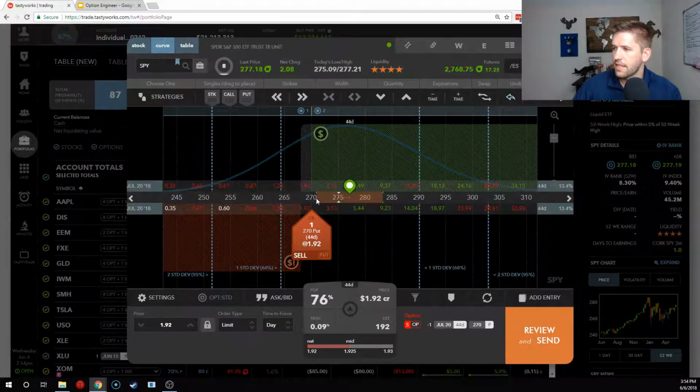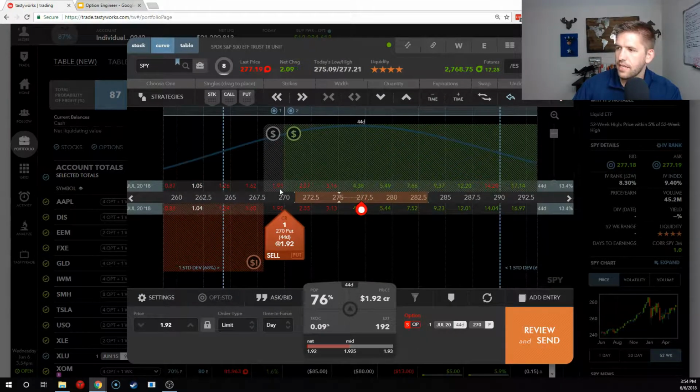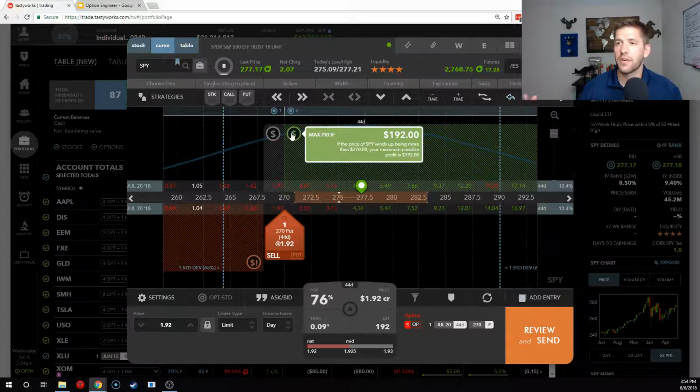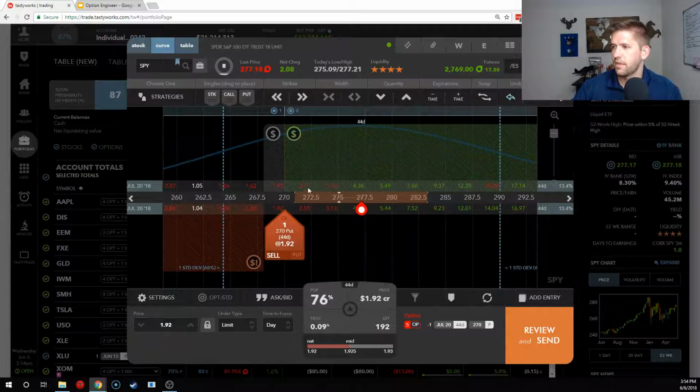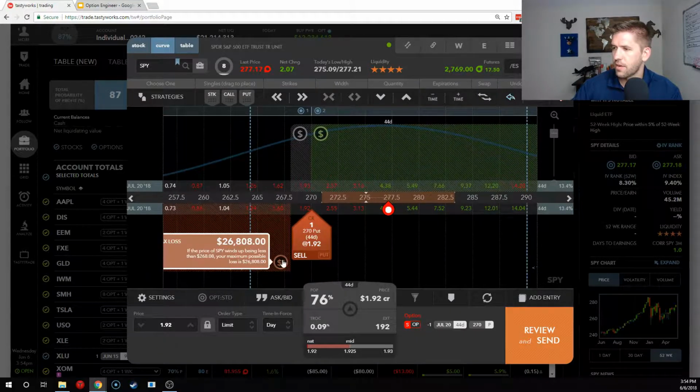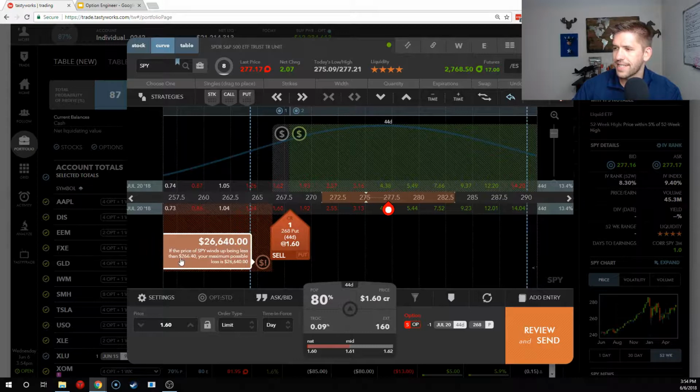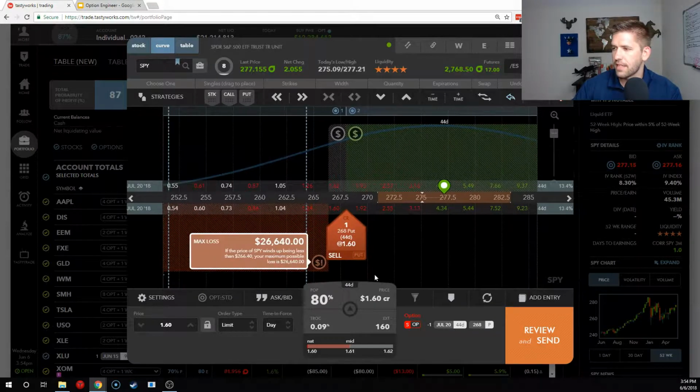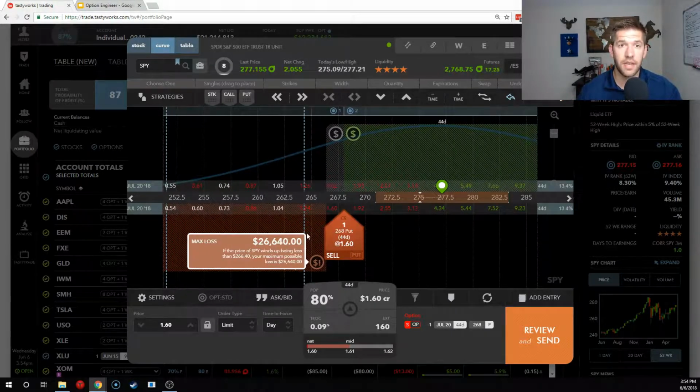What that means is that so long as the S&P doesn't fall below that level, and you'll see it's actually a little bit further than that level, but so long as the S&P stays above 270, you're at max profit. You're going to make $192 at expiration, assuming you hold it all the way to expiration. And if the price drops below 266.40, we'll talk about the math in a second, you are going to start losing money, and that amount of loss is going to increase the further and further the S&P drops.